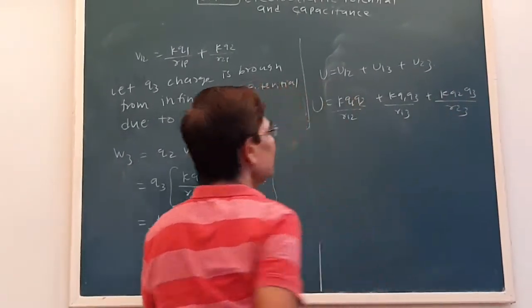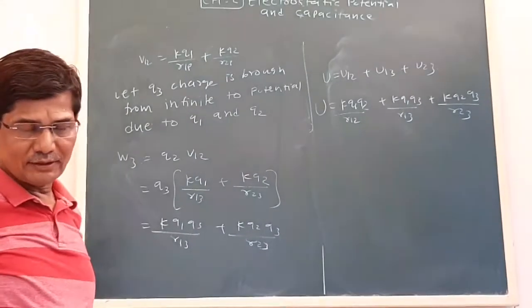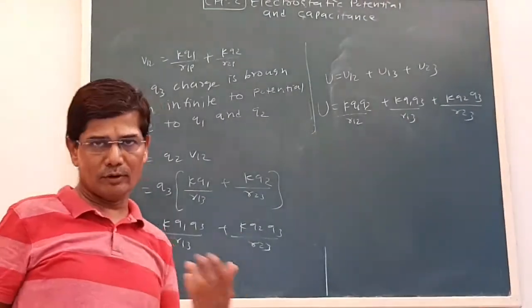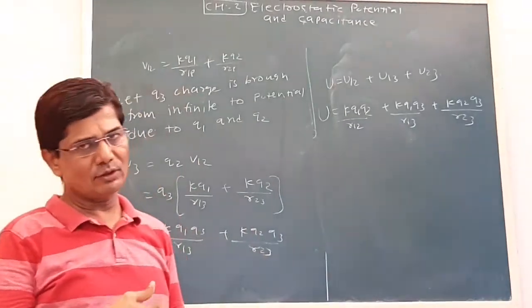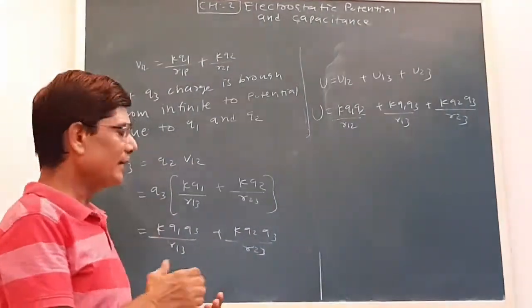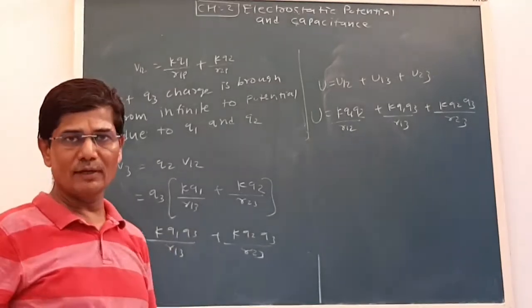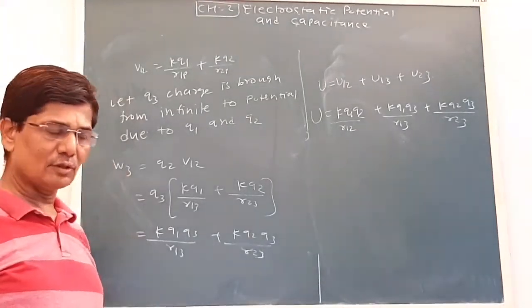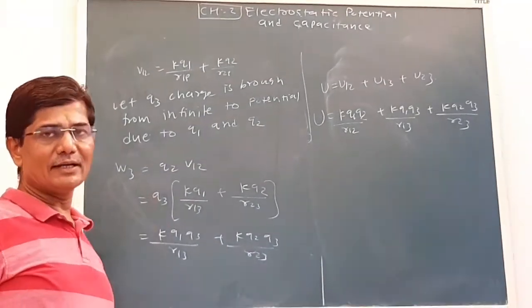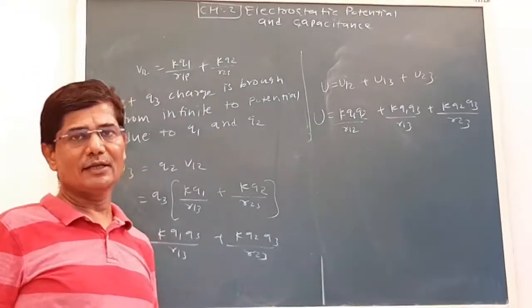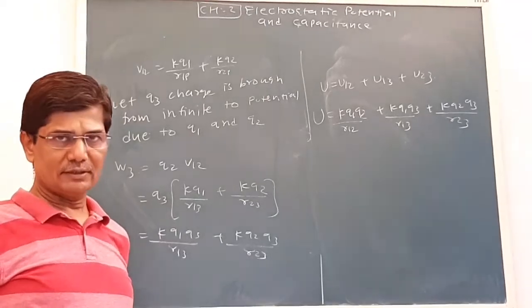upon R23. Now see, these are generalized formulas for 3 point charges. We have talked of 2 point charges, then 3 point charges. This can be extended for n number of charges, but right now this is the formula of the potential energy of a system of point charges. But remember, we have assumed that initially no field was present.